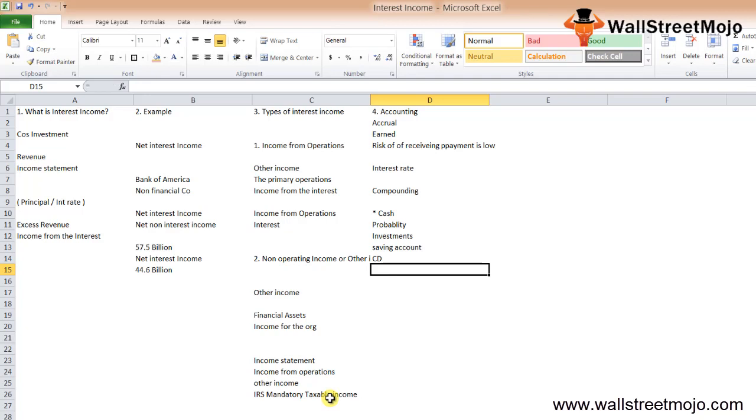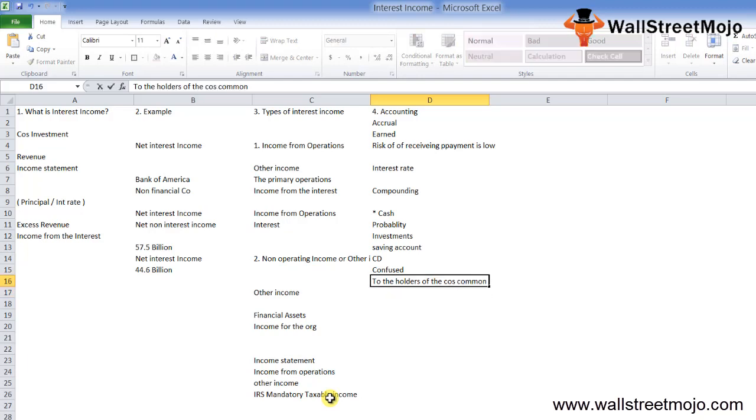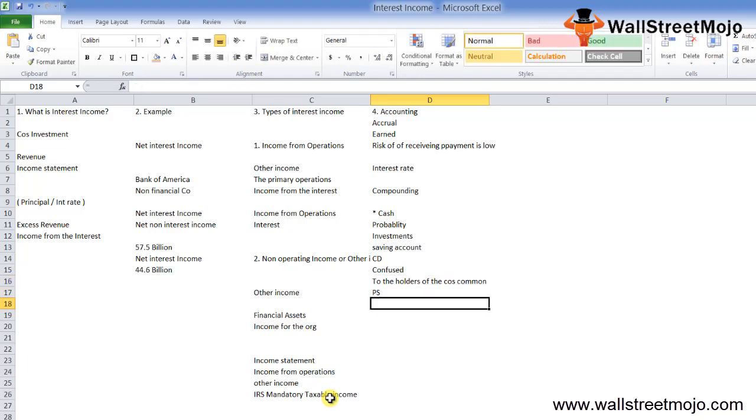It should not be confused or mixed up with the dividend, as both are different. The dividend is paid to the holders of the company's common or maybe preferred stock, and it signifies the distribution of the issuing company's retained earnings.